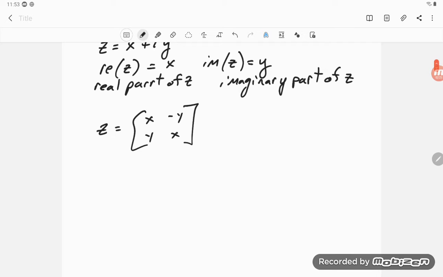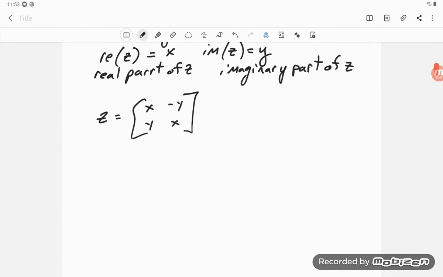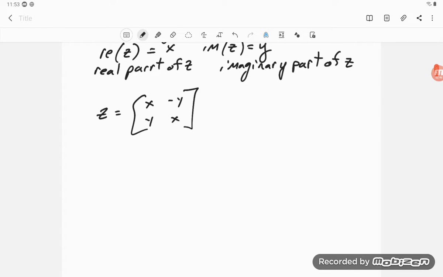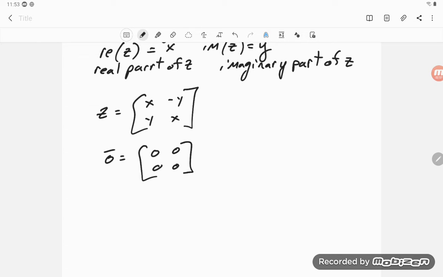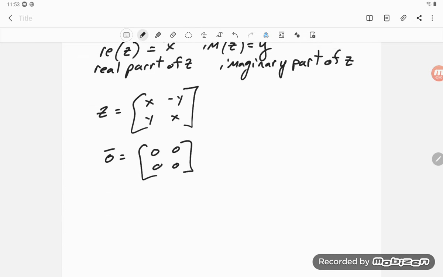So if you have something like this, it's kind of interesting, because all these are real numbers, but it's a 2x2 matrix. Now, one of the things to do is to show that this is a subspace. 0 is certainly a part of this, right? The 0 matrix is 0, 0, 0, 0, and that's definitely of the right form.